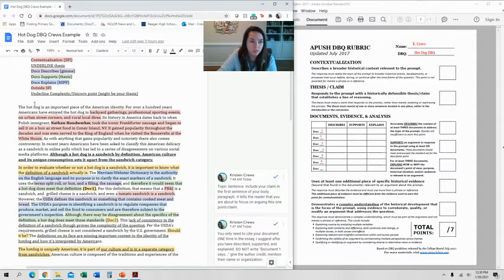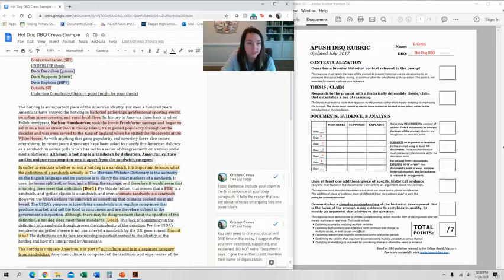So with the hot dog DBQ though, you kind of have 2 options. You could talk about the history of the hot dog. That would provide context. Or you could talk about this growing debate over the question, the prompt. Is it a hot dog or is it a sandwich or is it both? So I have a long introductory paragraph. You could do one or the other.